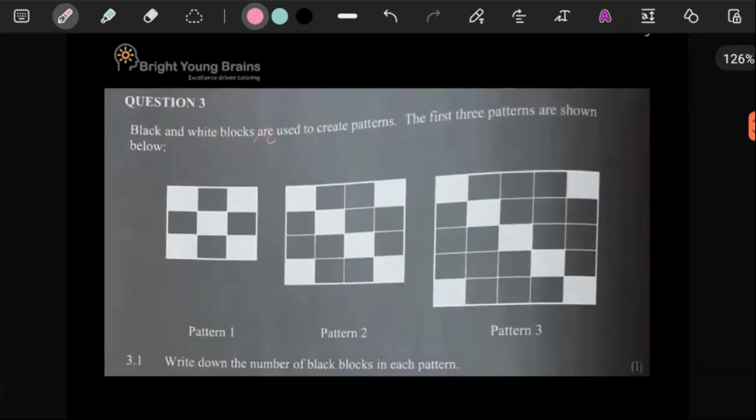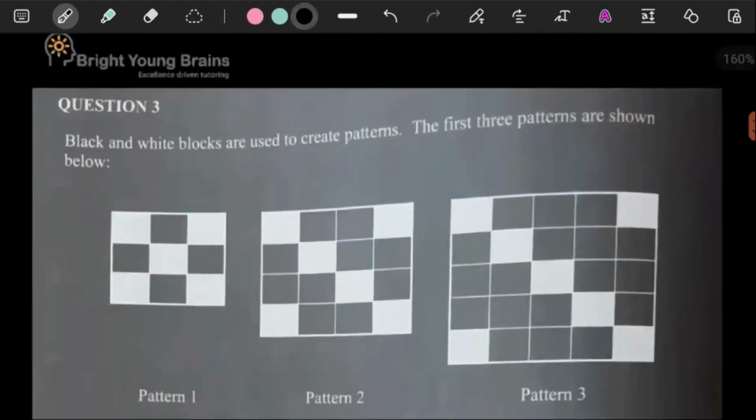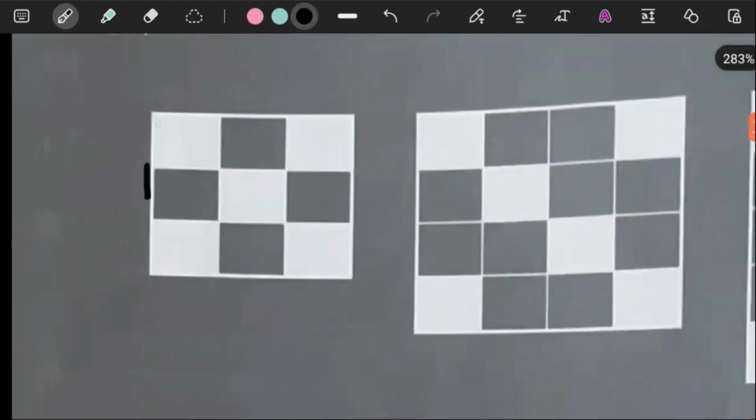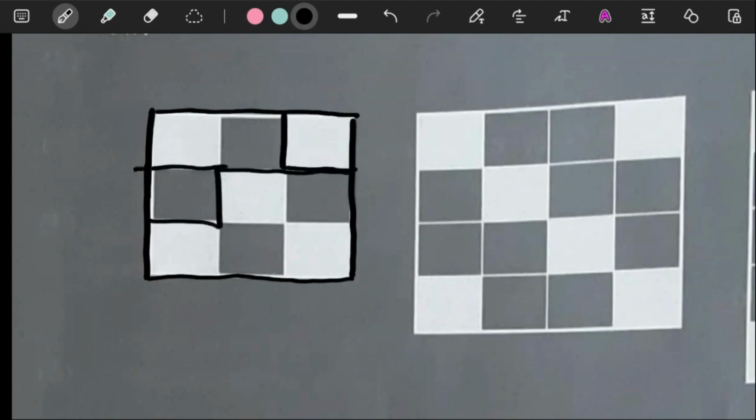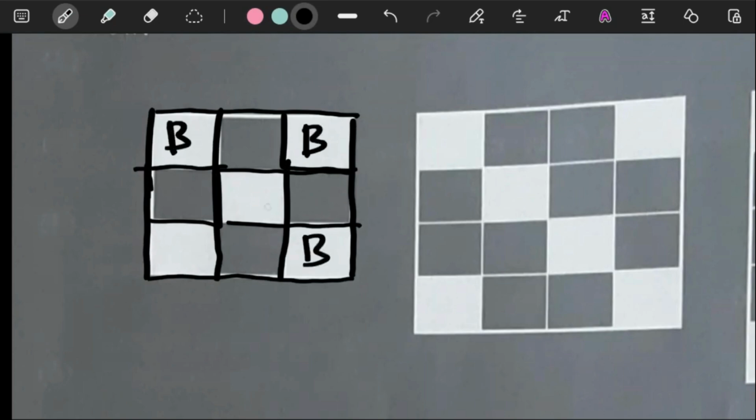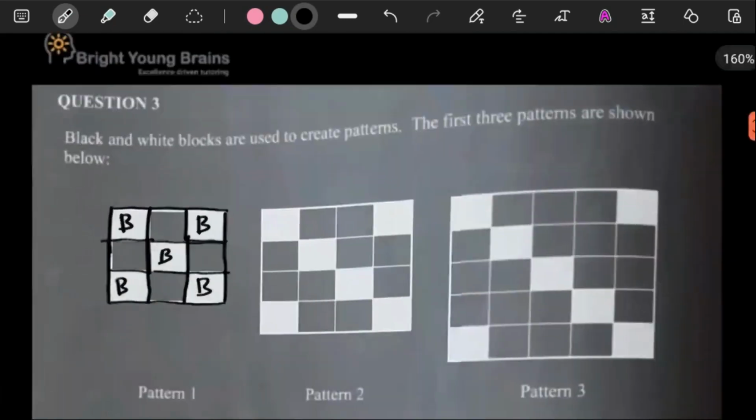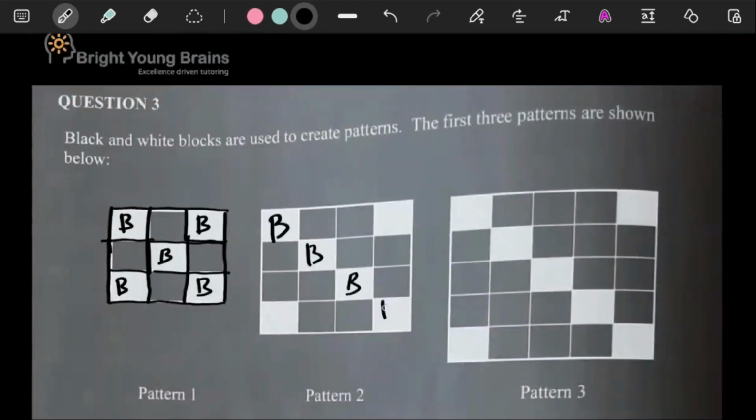Question 3 says black and white blocks. This is kind of awkward because the black ones are these ones. I literally have to recolor this whole thing because it's actually a bit inverted. Remember, the colors are inverted, so whatever is black is these ones. The black ones are white and the white ones are black. So that is the awkwardness of it.